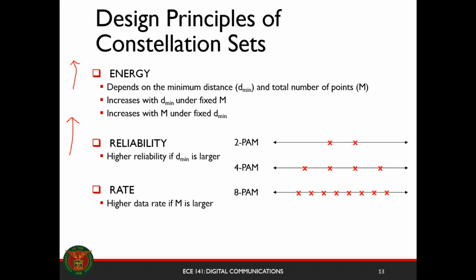Data rate is higher if M is larger. So if M is larger, you can transmit more bits per symbol. And if you have a fixed symbol rate and you increase the number of bits per symbol, you increase your bit rate. What's the downside? The downside is, again, you increase the energy.